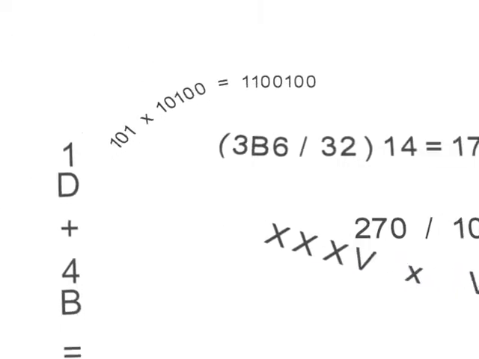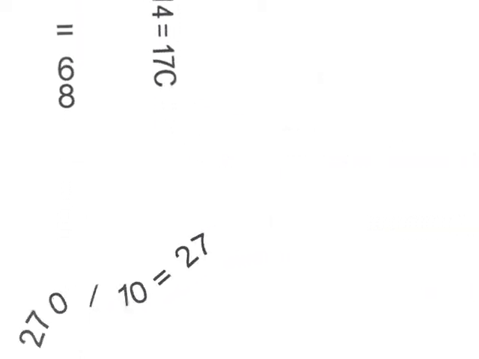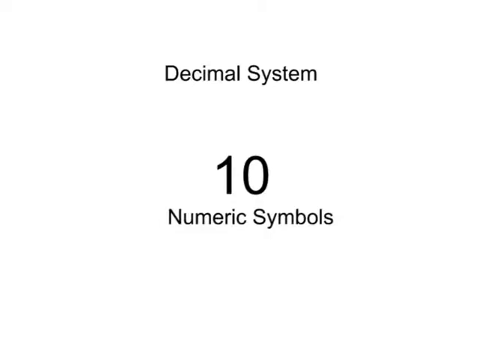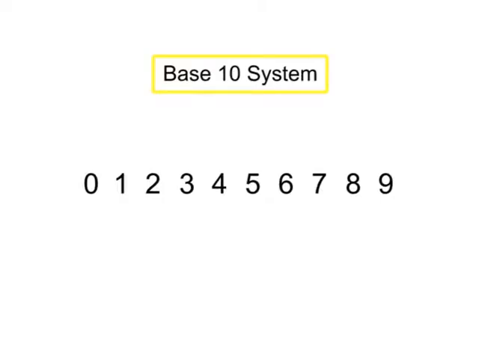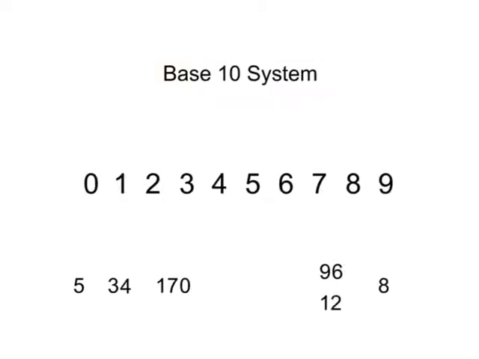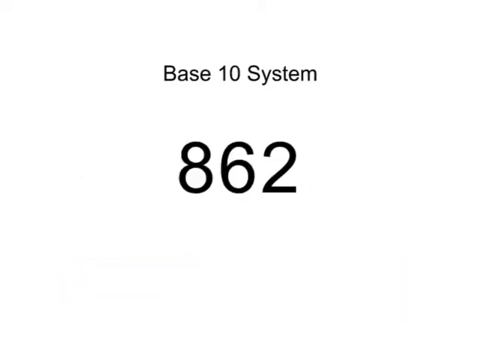Various numbering systems use symbols to refer to a number of items. Our common decimal system uses 10 numeric symbols: 0, 1, 2, 3, 4, 5, 6, 7, 8, and 9, sometimes called the base 10 system. We use this system to write numbers and perform mathematical operations. The position of a digit in the base 10 system determines its magnitude.